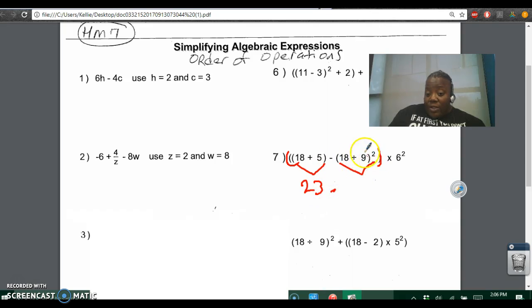Do the division first. 9 goes into 18. How many times? 2. Don't forget it's squared. 2 times 2 is 4. So really what you have is 23 minus 4 in that parentheses. Okay? Now that's all done. But don't forget, you have this on the outside.